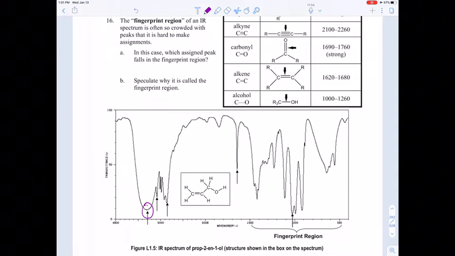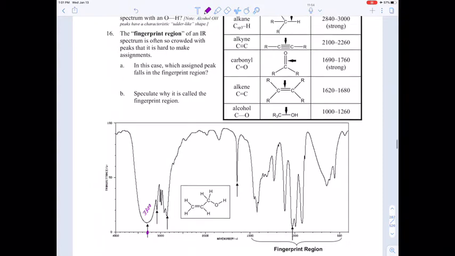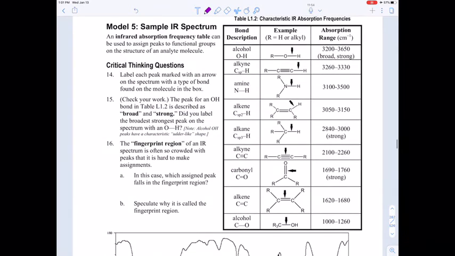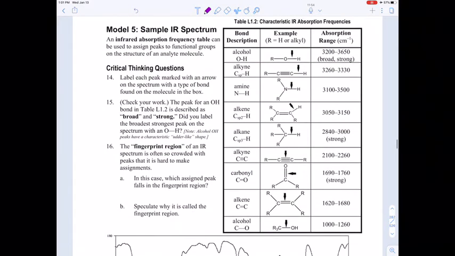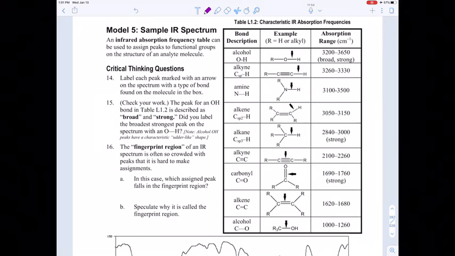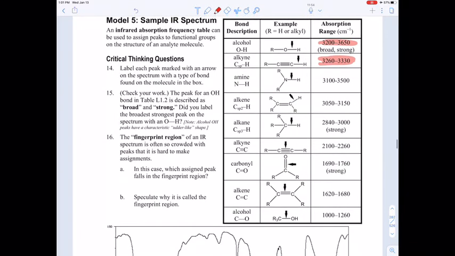Okay, this big broad peak clear on the left. So we're going to start and look at what its wave number is. And this looks like it is around 3,300. So we're going to come up here to our table and look for something around 3,300. So there are two possibilities. We see 3,300 fits in this range. It is also somewhat in that range.